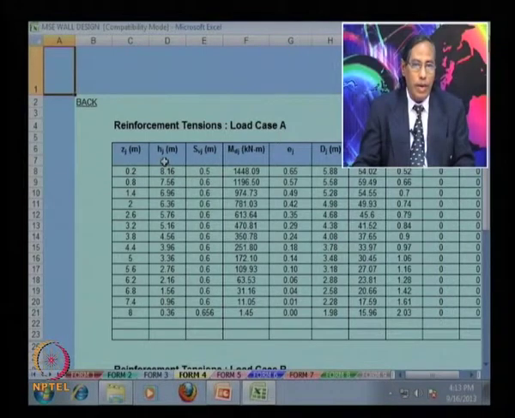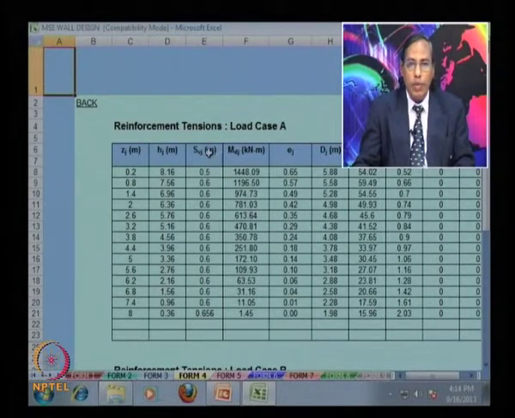Now this is Hj, that is equal to H minus this Zj. So H minus Zj, it will give 8.16. So this is the Svj, that is the spacing between the two reinforcement. So here it is 0.5, and then we are keeping the spacing constant at about 0.6, and at Z8 it is 0.656. So almost we are keeping the spacing constant, almost 0.6 meter.